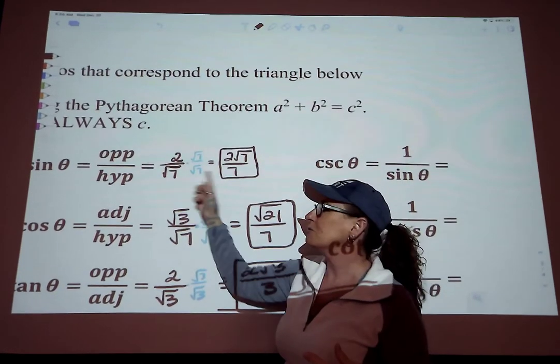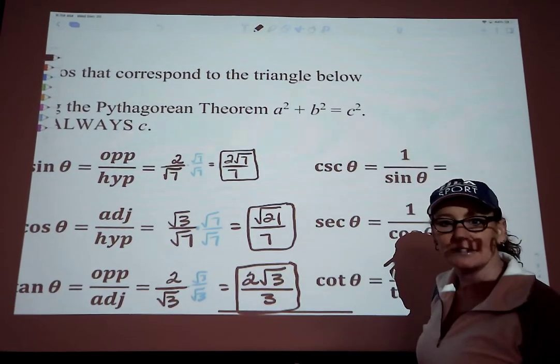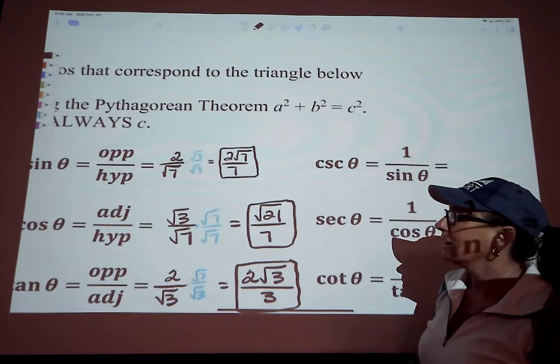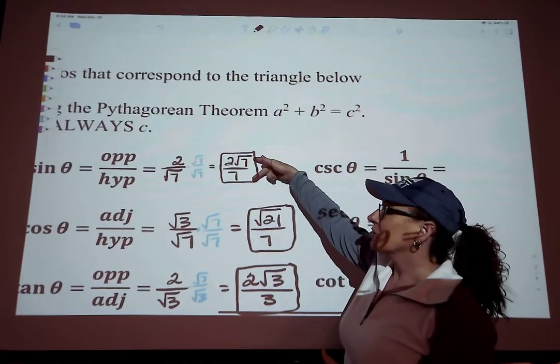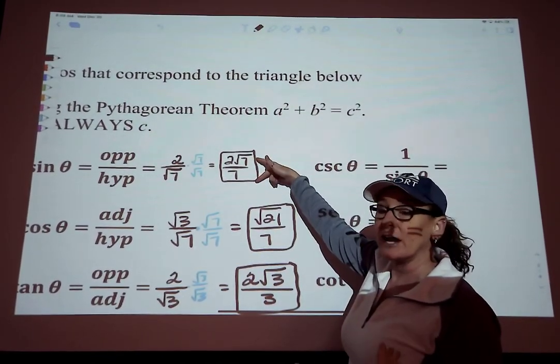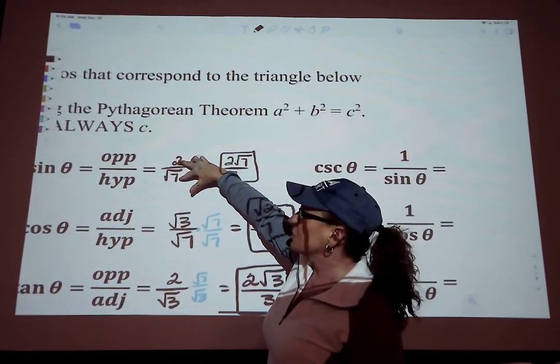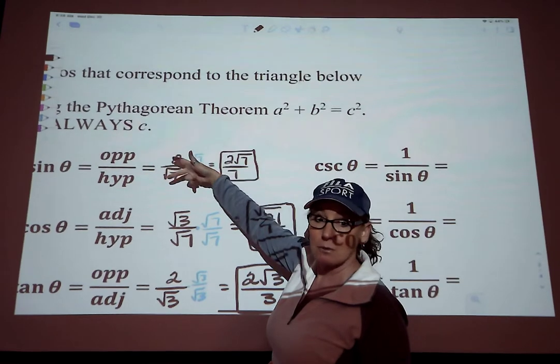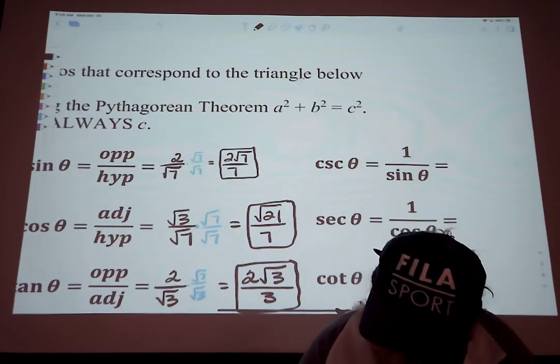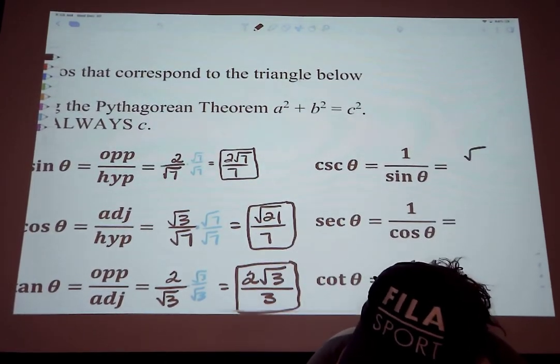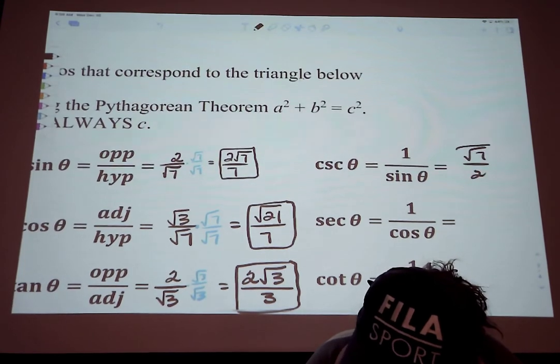Which one would you rather turn upside down to get your cosecant? If you turn this one upside down, you're going to end up having a radical in the denominator and you have more work to do. Well, this one's the same thing. Would you rather turn this one upside down? I would. So I'm going to turn that one upside down. I get radical 7 over 2.